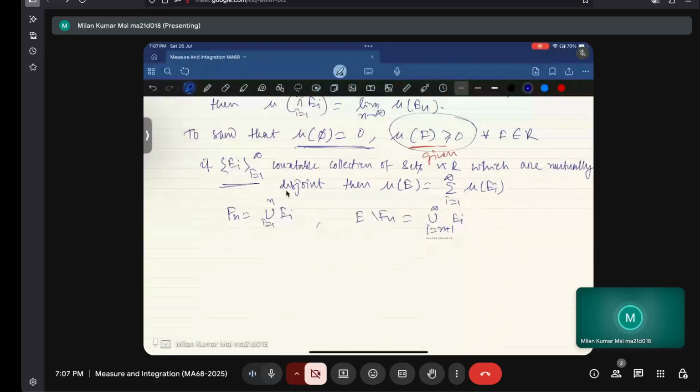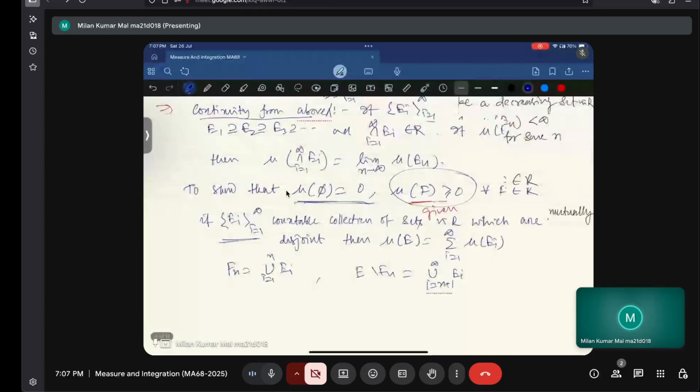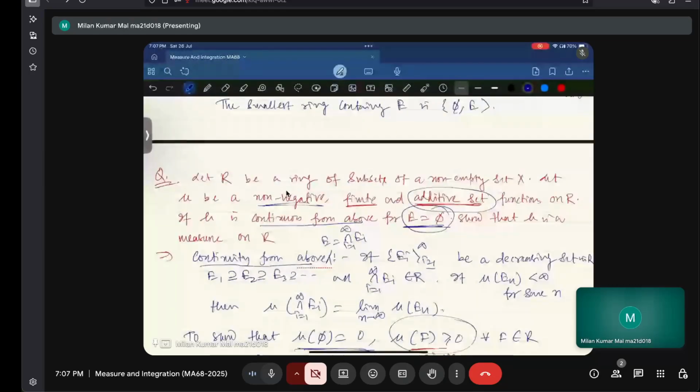So let's read again: let R be the ring of subsets of a non-empty set X. Let mu be a non-negative, finite and additive set function on R, and mu is continuous from above at E equals empty, so that mu is a measure on R. So first I will start from here. Continuity from above means this, and I have to show that mu is continuous from above at the empty set.